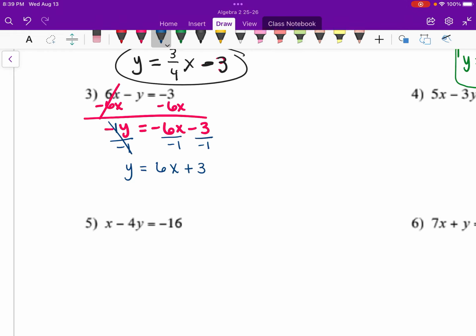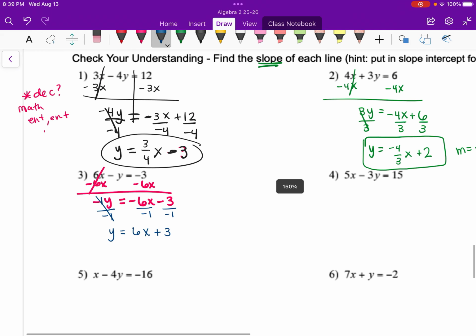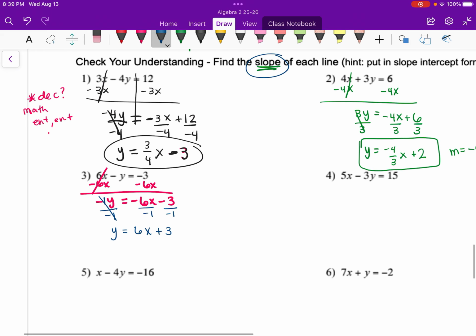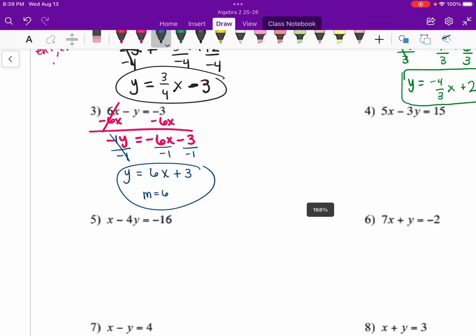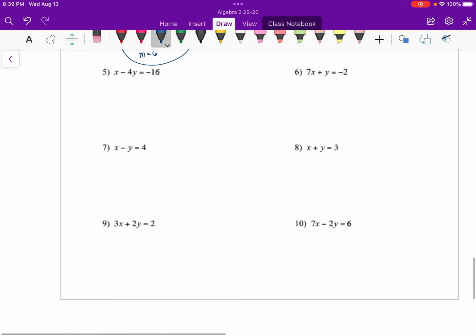It does say in the directions to find the slope of each line after you put it in slope-intercept form. So what is the slope here? The slope would be 6. It's the coefficient on x. Okay, and then you will finish 4 through 10 here.